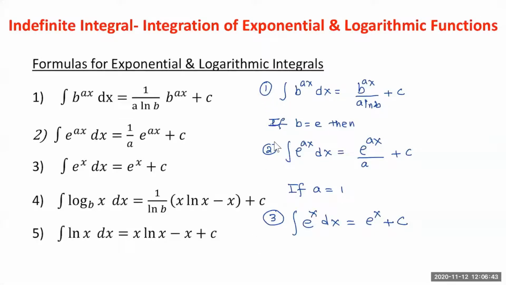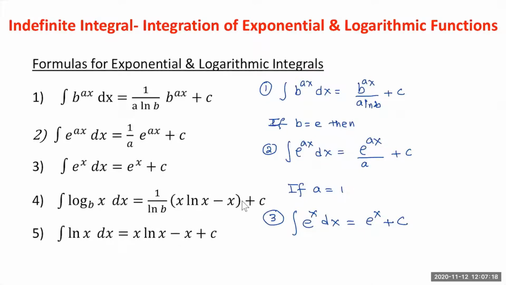After we have these three formulas for the integration of exponential functions, now let's look at the formulas for the integration of logarithmic functions. The most general formula is formula number 4. You can see here the integration of log with any base b of x, that is the argument of the logarithmic function, with respect to x will be x log x minus x, divided by the natural log of b, plus the constant of integration.